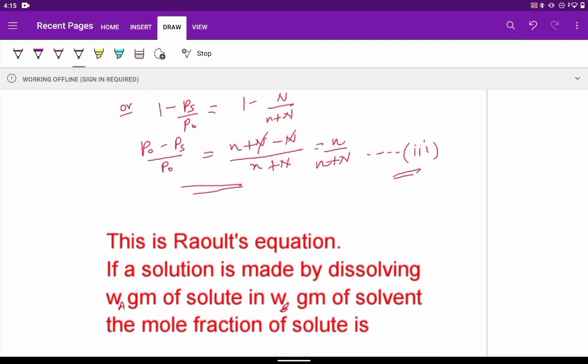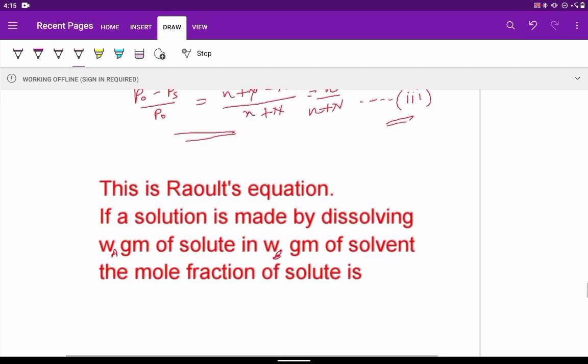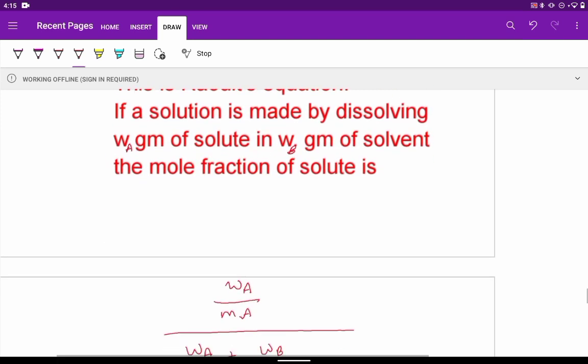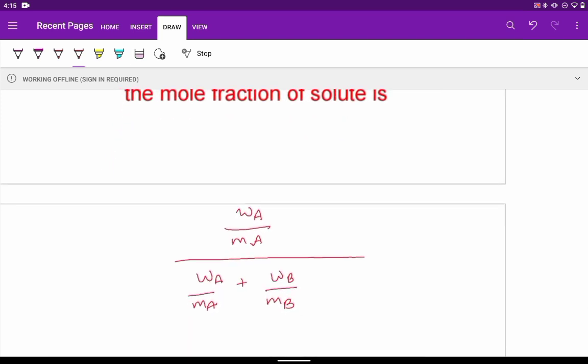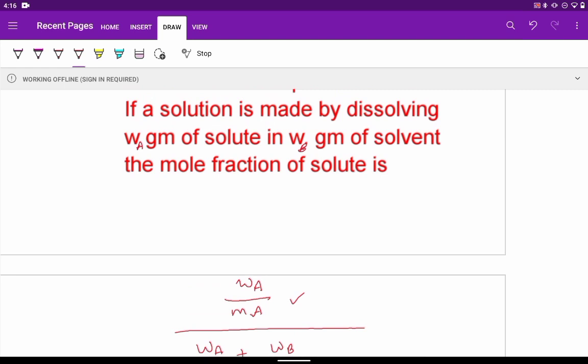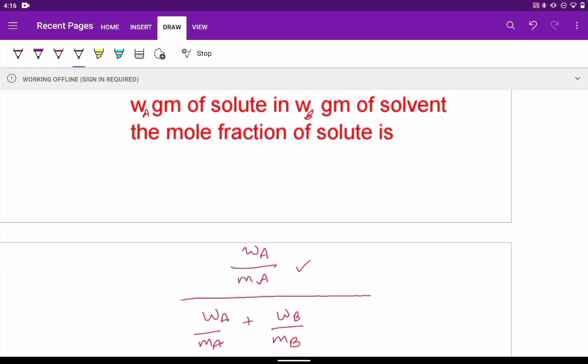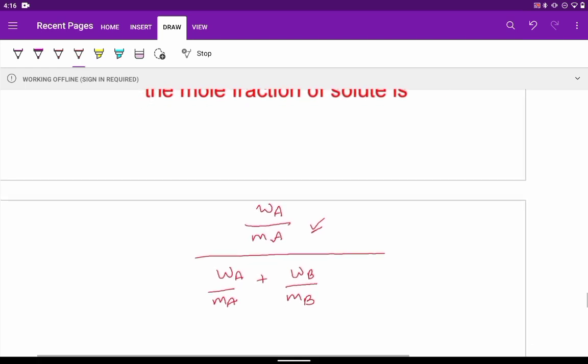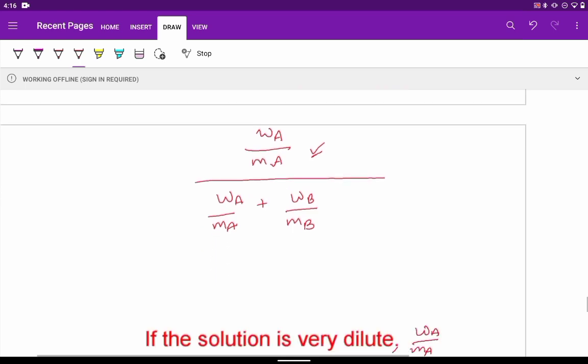So we say that if a solution is made by dissolving WA grams of solute in WB grams of solvent, then the mole fraction of the solute can be given as the number of moles of solute by total number of moles. The number of moles of solute is WA by MA, because WA is the grams of solute, divided by the molecular mass of the solute. Take it in the numerator. The denominator is the total number of moles. So moles of solute by total moles, that is WA by MA plus WB by MB.